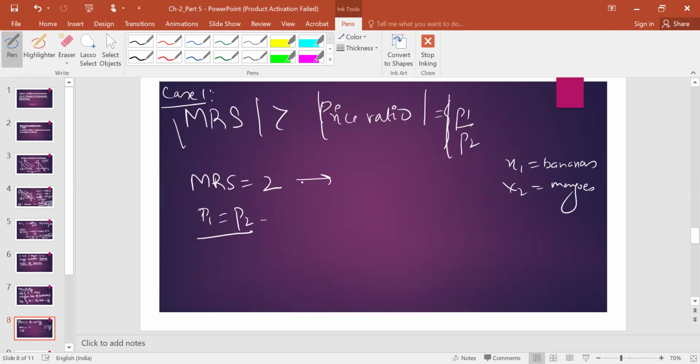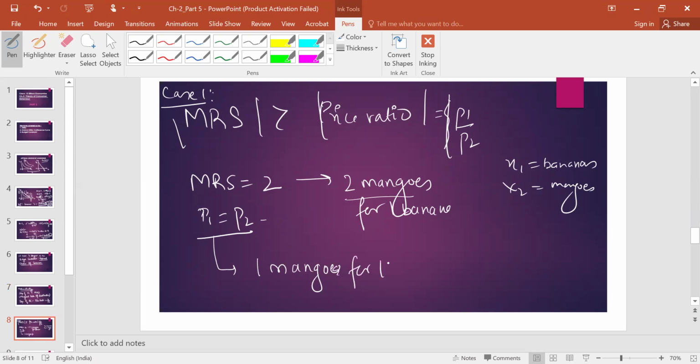So it means the consumer is willing to substitute 2 mangoes for 1 banana. Like if he wants to have an extra banana, he is willing to substitute 2 mangoes. However, if he goes into the market, what can he get? He can get 1 extra mango for 1 banana, right? He doesn't have to substitute 2 mangoes. For 1 banana, he can get 1 mango. He only has to sacrifice 1 mango for 1 banana.